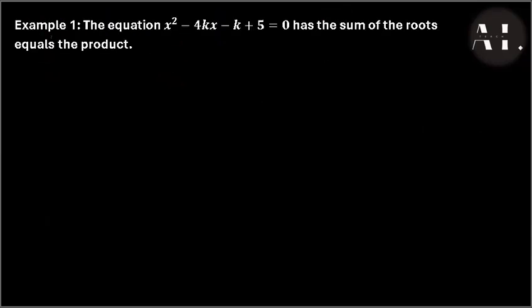Now, let's have the example. Example number 1, the equation x squared minus 4kx minus k plus 5 is equal to 0 has the sum of the roots equals the product. Let's analyze the quadratic equation given. We are told that the sum of the roots equals the product of the roots. We need to use this information to find the relationship between the coefficient k and the sum or product of the roots. Again, the sum and product of the roots can be derived as follows.